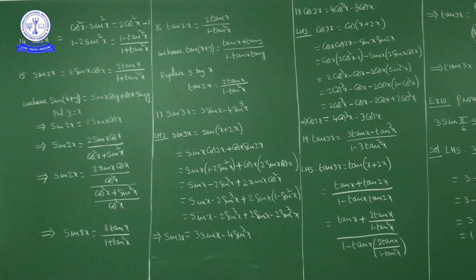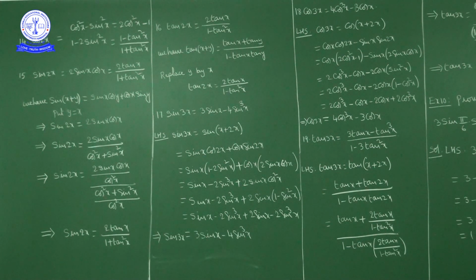The proof of this formula was already discussed in the last class. Next one, sin 2x. The sin 2x formula is 2 sin x cos x, and in terms of tan, that is 2 tan x by 1 plus tan square x. Each and every formula is important. We will use these formulas in many chapters, not only in trigonometry. So what is sin 2x? Sin 2x is 2 sin x cos x, this is one formula, and 2 tan x by 1 plus tan square x is one more formula.